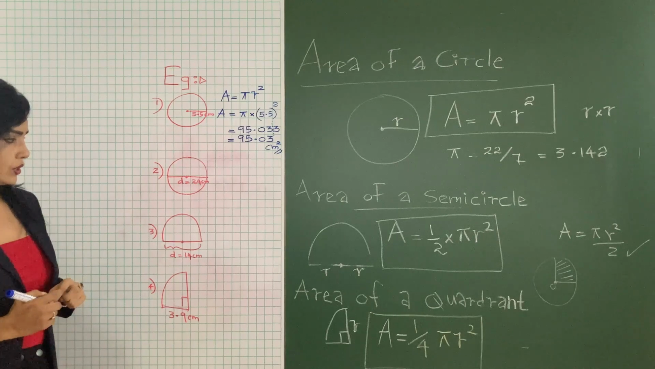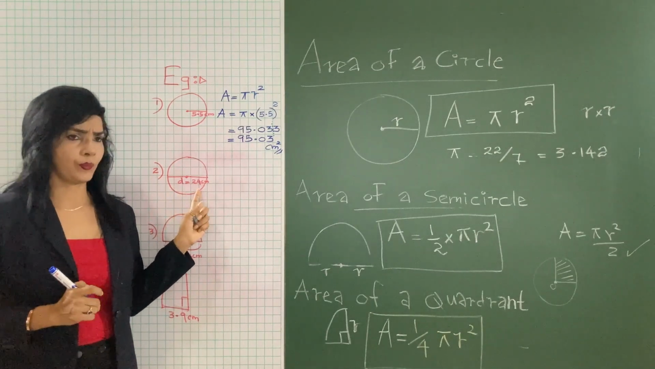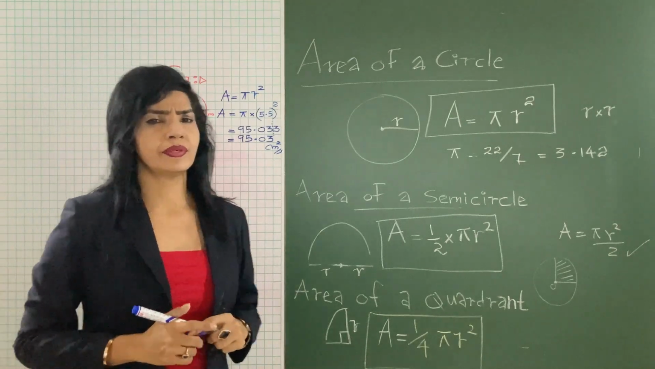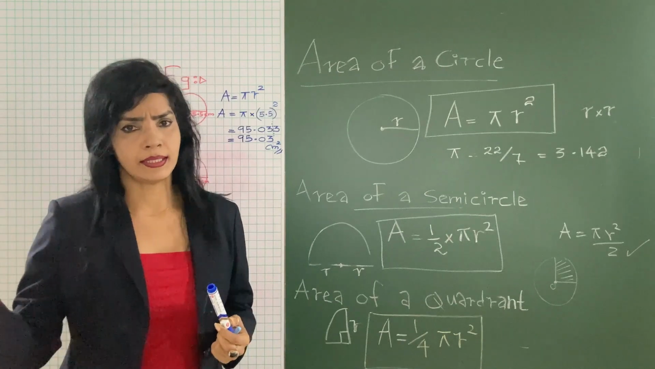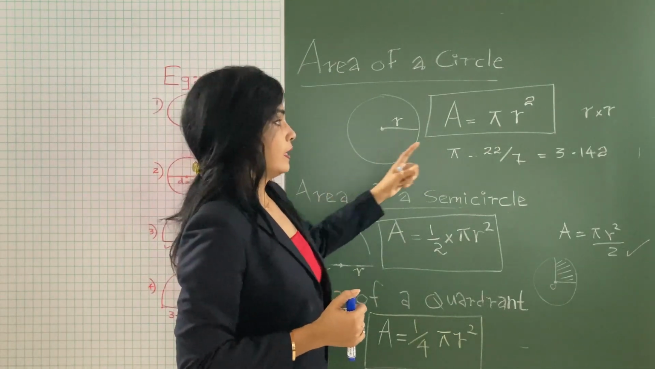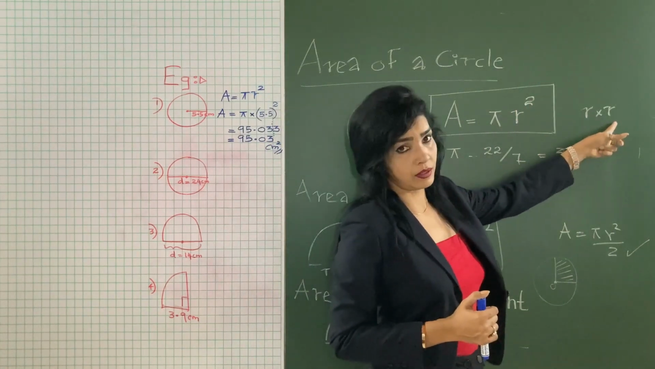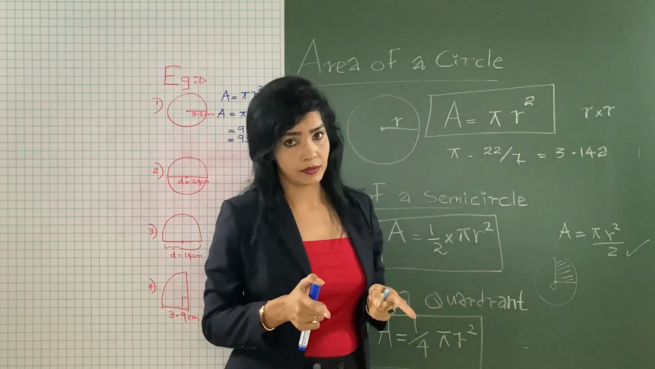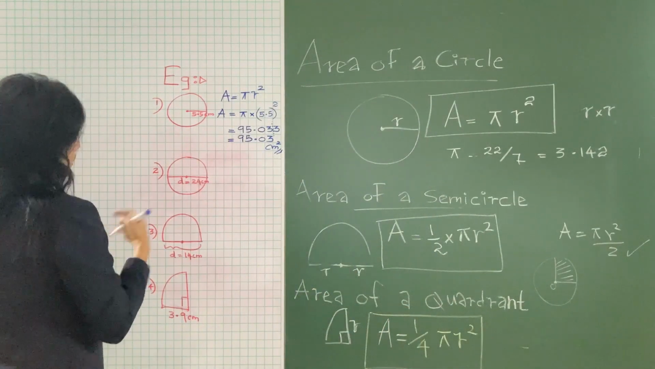Look at the next question now. I have given the diameter. Diameter is 24. Can you remember in the circumference you have used the diameter directly? Taken C is equal to pi d. But in area you cannot do that. R square is not equal to d, right? R square is R into R. D is R plus R. So do not mix up, right?